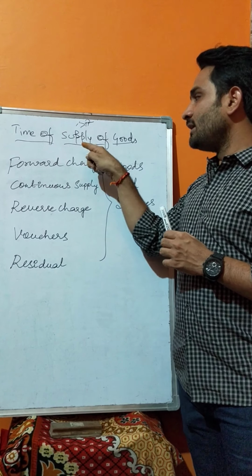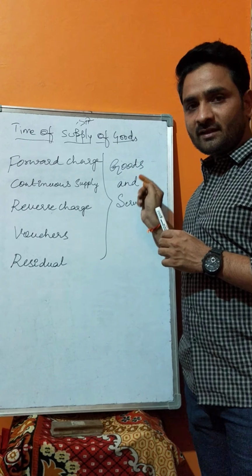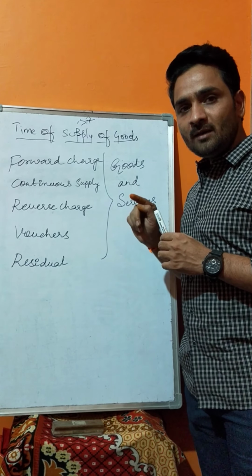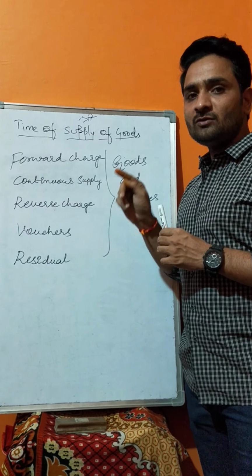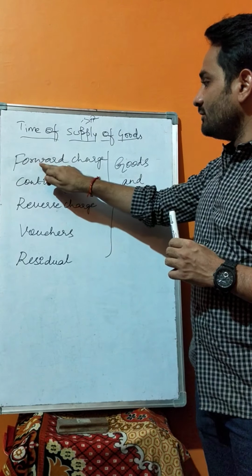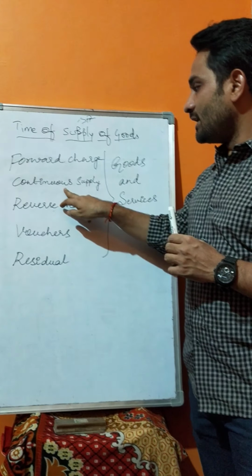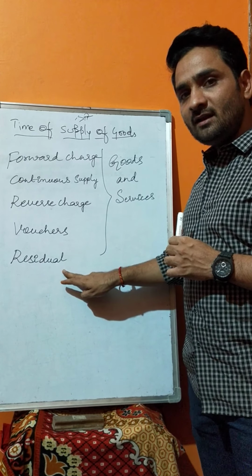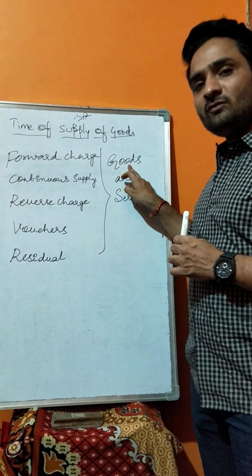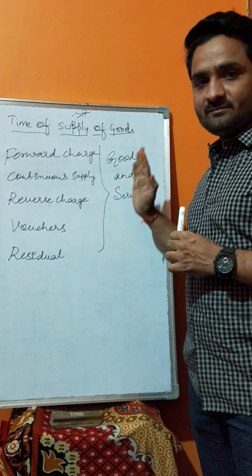So time of supply of goods and services can be learned under section 12 and section 13 of the CGST Act 2017. In that we need to learn forward charge, continuous supply, reverse charge, vouchers and residual, which is applicable for both goods as well as services.